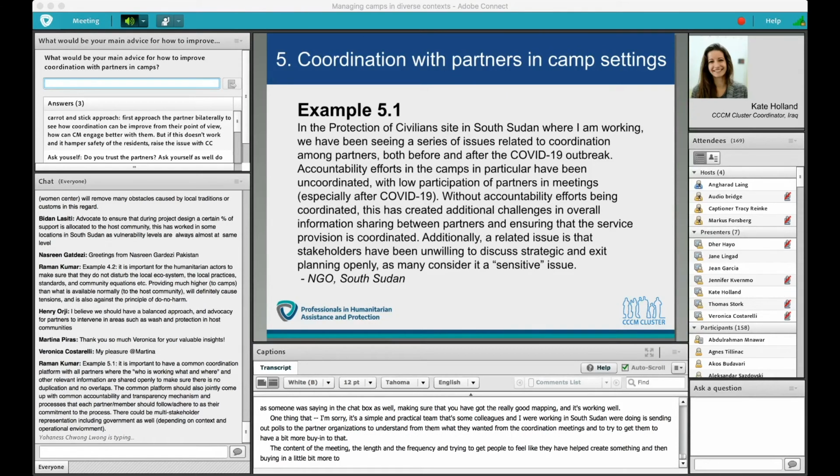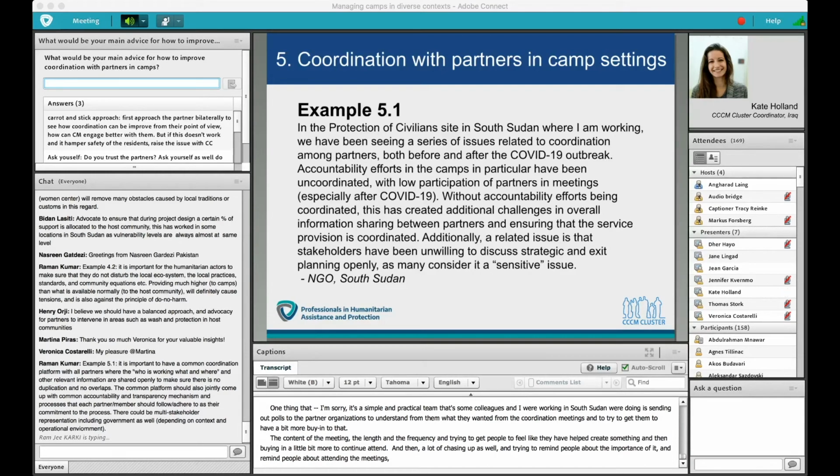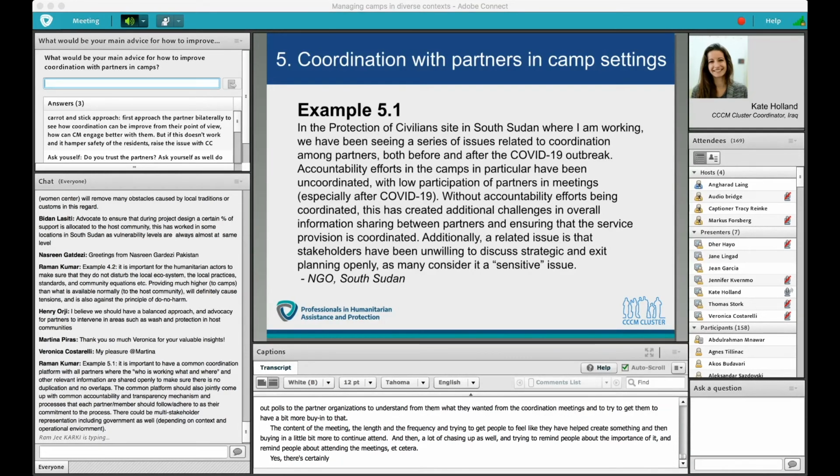And then a lot of chasing up as well, and trying to remind people about the importance of it, to remind people about attending the meetings, etc. So yes, certainly a lot of sympathy with that one. I know it's a very time-consuming issue for a lot of camp management colleagues.